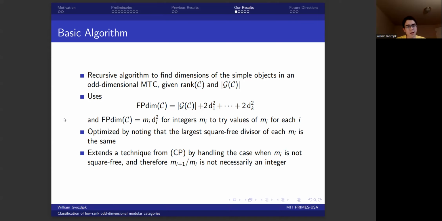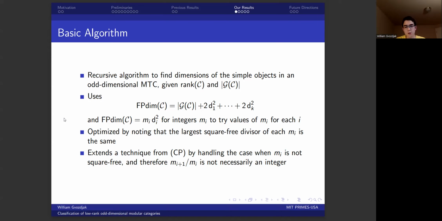This algorithm also extends a technique from the paper by Cheng and Plotnick. The technique in that paper was handled manually. So what we did is we generalized it into an algorithm so it would be able to run much faster. And also, one reason why it had to run faster was because we handled the case when an m sub i is not square-free.